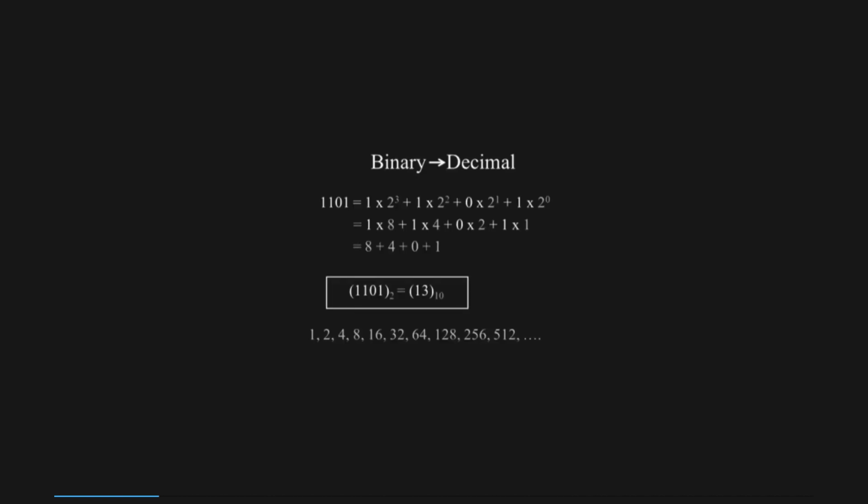Let's take an example, converting the binary number 1101 to decimal. The weight assignment would be 2 to the power of 3, 2 to the power of 2, 2 to the power of 1, and 2 to the power of 0. Now, multiply each bit by its weight. 1 multiplied by 8 plus 1 multiplied by 4 plus 0 multiplied by 2 plus 1 multiplied by 1 equals 8 plus 4 plus 0 plus 1 equals 13. Therefore, the binary number 1101 is equivalent to the decimal number 13.